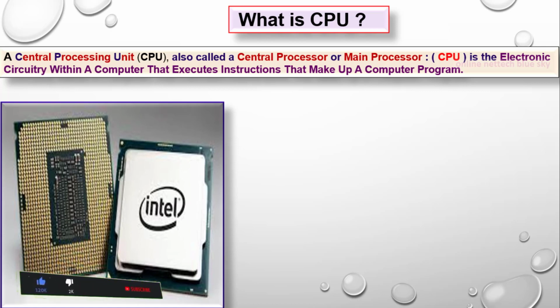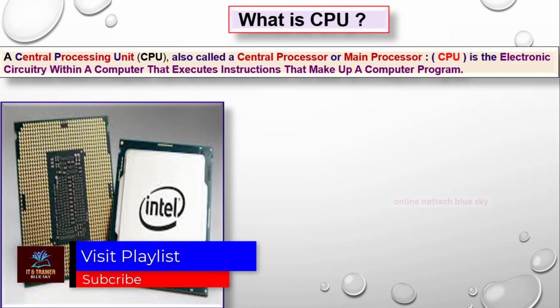This is a modern type of CPU technology. This is the main part of your computer, the computer's brain. Without this chip, this central processor, you cannot work on your computer.